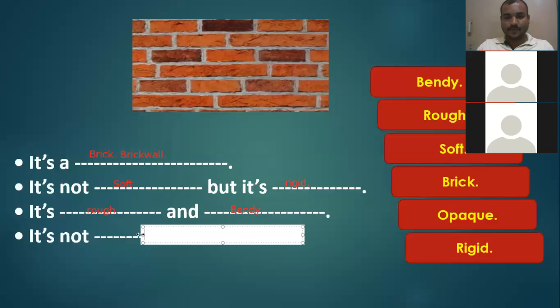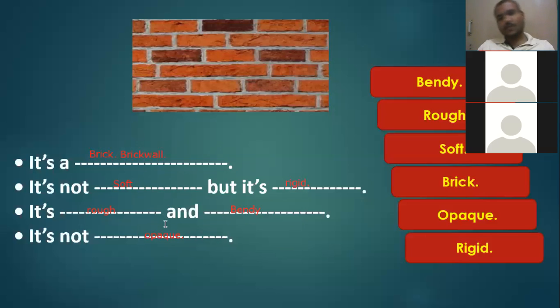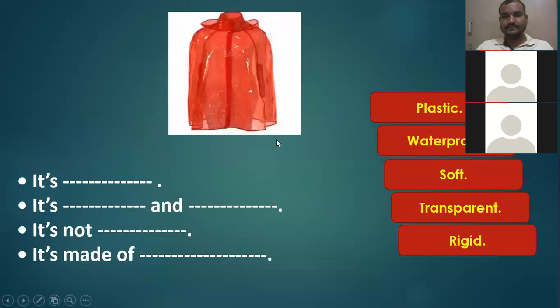And it's not opaque. So it's a brick or brick wall. It's not soft, but it's rigid. It's rough and bendy. It's not opaque. Great. So the next example. Look at the picture and then give me the answer.